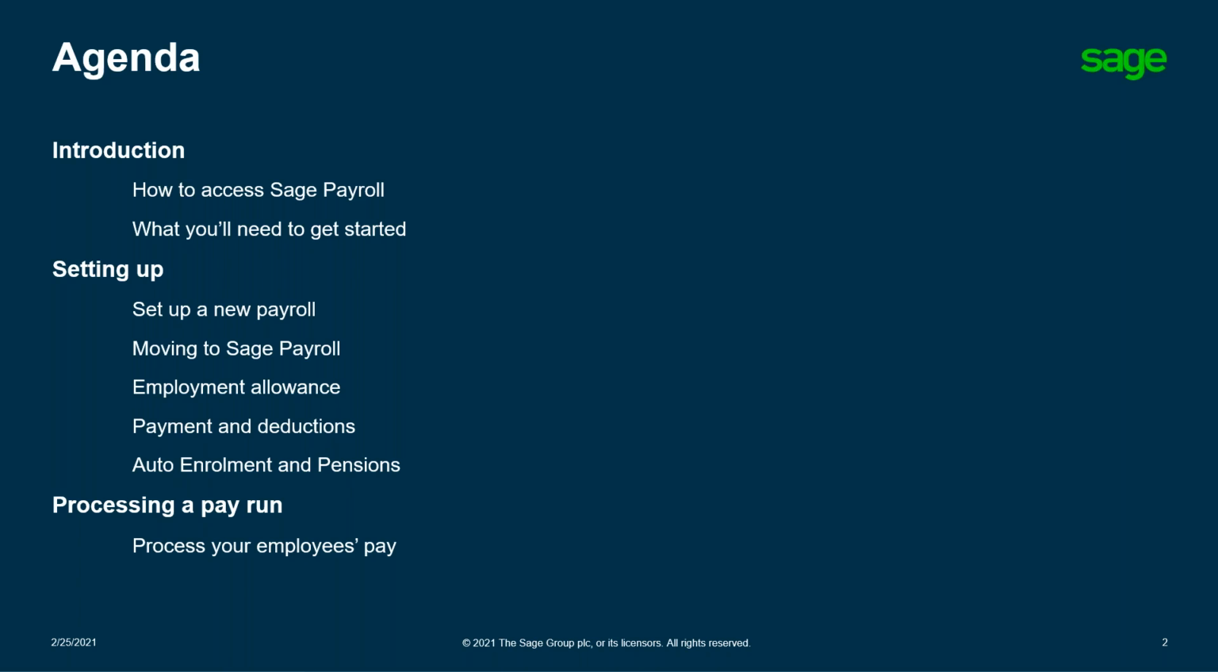We're then going to show you some of the setup steps. So we're going to go into more detail on setting up a new payroll if you're taking on employees for the first time. And then we're going to show you the steps involved in moving to Sage Payroll from previous payroll software or a payroll provider. We've got some additional setup to run you through. So we'll look at setting up employment allowance, payments and deductions, and automatic enrolment and pensions in the software.